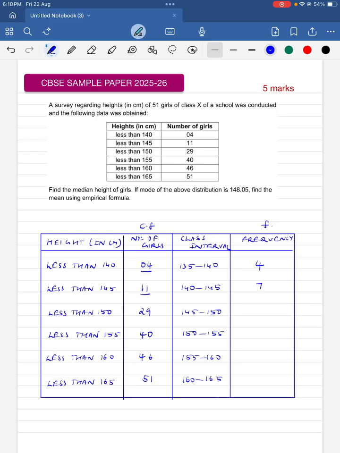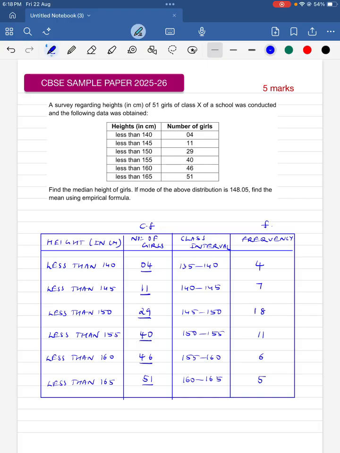The next frequency can be found out by subtracting 29 minus 11, which is 18. Now, 40 minus 29 gives me 11. 46 minus 40 gives me 6. And 51 minus 46 gives me 5. So now we have our table ready.